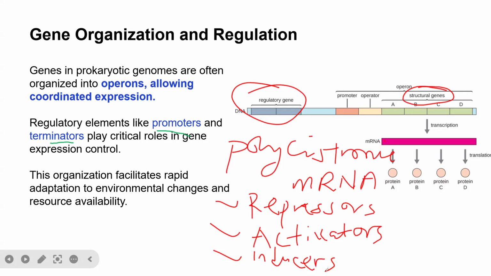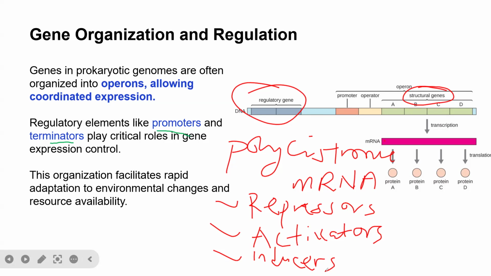Repressors are a protein family that bind to the regulatory region and suppress or inhibit transcription. That is what we call repressors. Activators are protein molecules that increase or activate the transcription process. Inducers are molecules that can either activate or inactivate the transcription process.